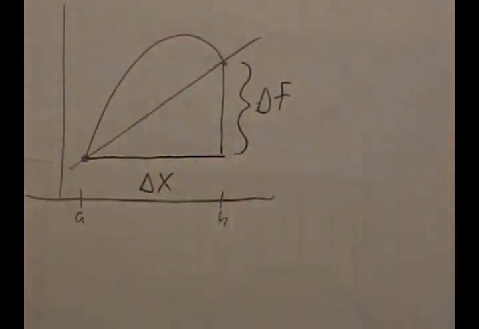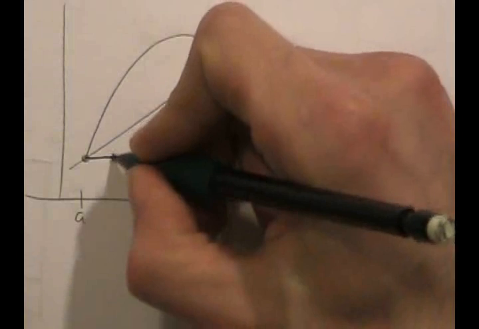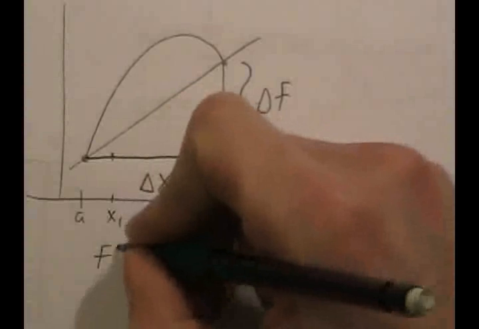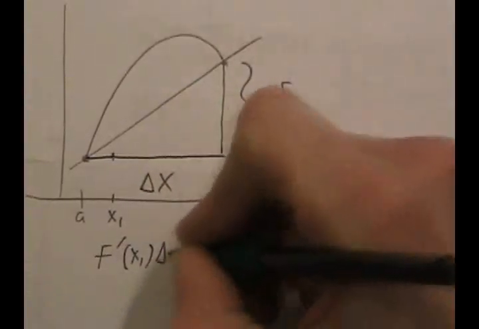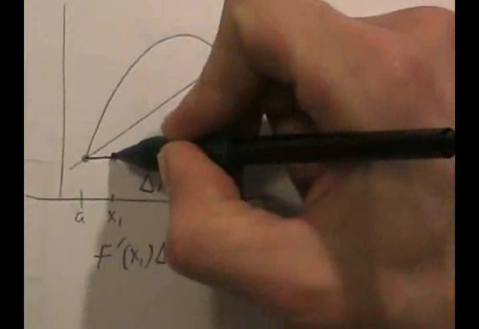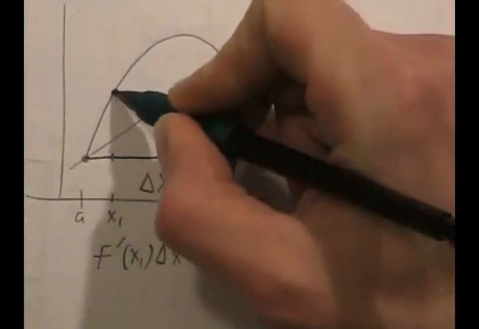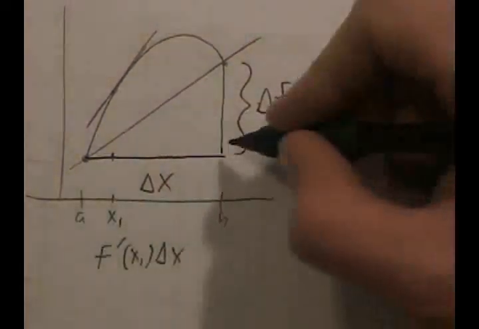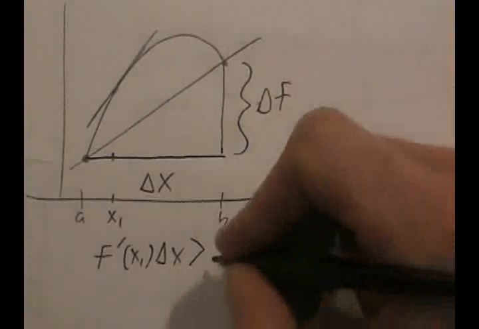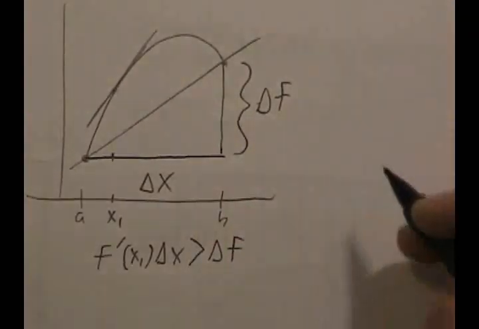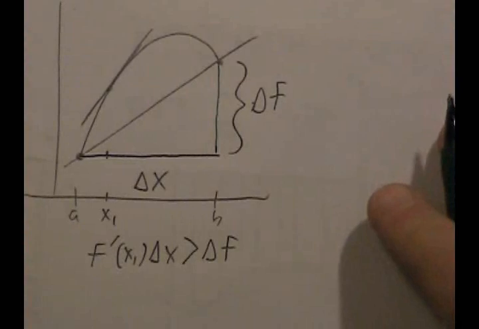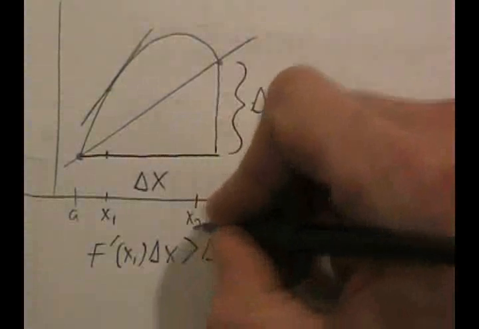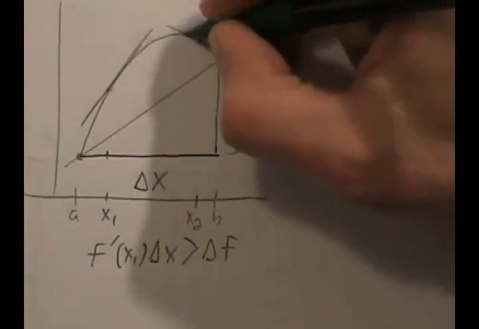So if we were to pick a number, say here, I'll call this x1. If we do f prime of x1 times delta x, that means the slope at x1 times this length is going to give us a large number, right? This is going to be greater than delta f, because the slope is steeper. Another way to look at it: if we chose here, say x2, we get that slope there.